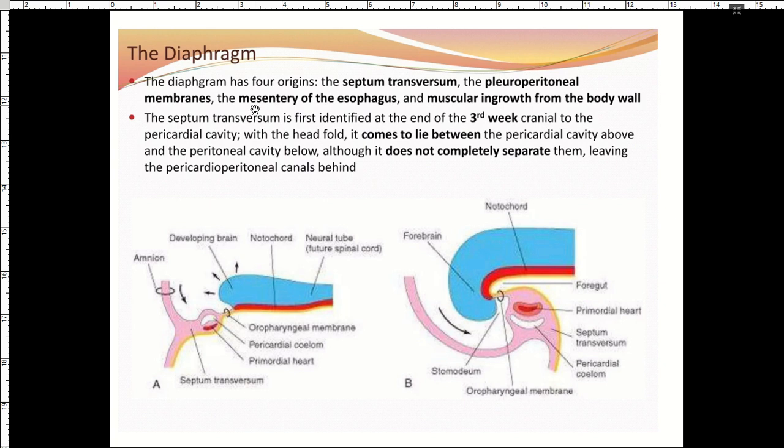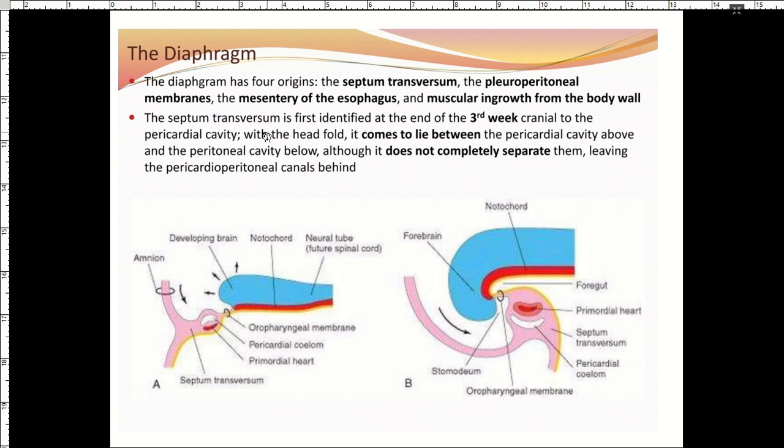And then you're going to have the muscular ingrowth coming from the myoblasts from C3 to C5. That's why the diaphragm is innervated by a phrenic nerve that comes from C3 to C5, because it receives myoblasts from C3 to C5. So the septum transversum is first identified at the third week, cranial to the pericardial cavity. Remember, I mentioned this.